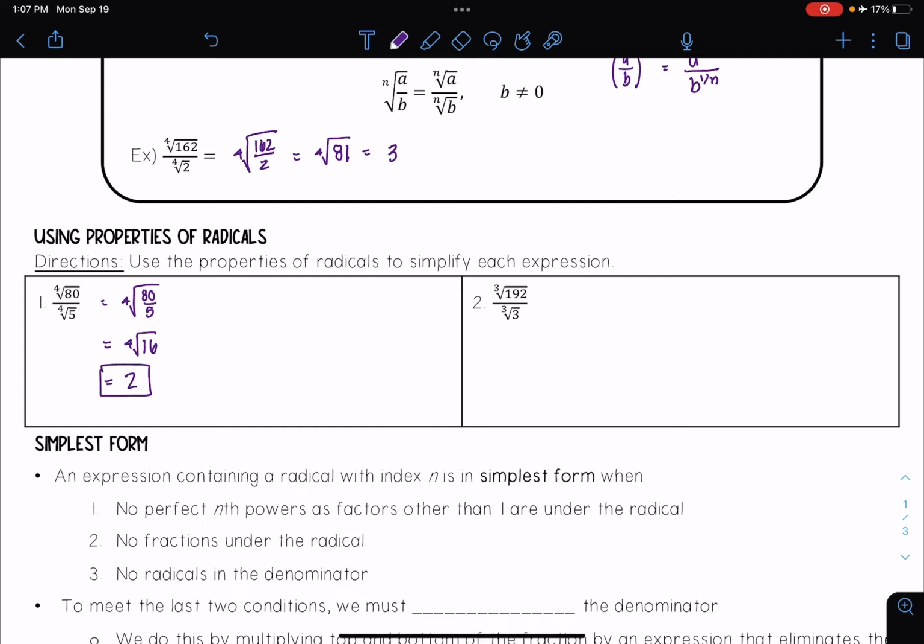Okay, looking at one more, I have the third root of 192 divided by the third root of 3. Well, again, we know from the quotient property, this is equal to the third root of 192 over 3. And if I divide 192 by 3, I get 64. And now thinking through this, what raised to the third power gets me 64? I see that that is going to be 4, because 4 times 4 times 4 gets me 64.